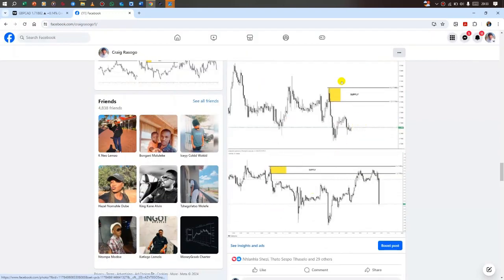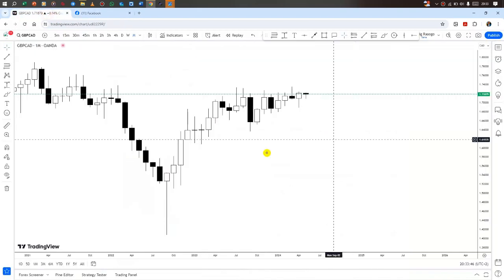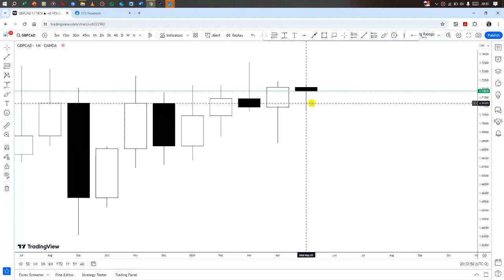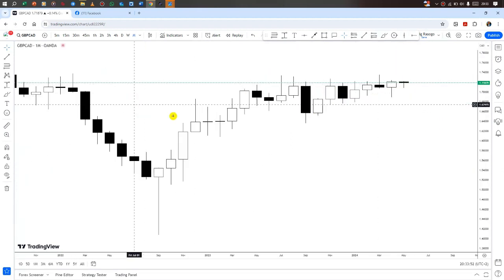As you can see, there it is. I did anticipate this supply zone here on the previous week's video. Okay, as you can see, it moves so beautifully. So GBPCAD on the monthly time frame, you can see that it has been choppy here. It has been choppy, moving in the same place.